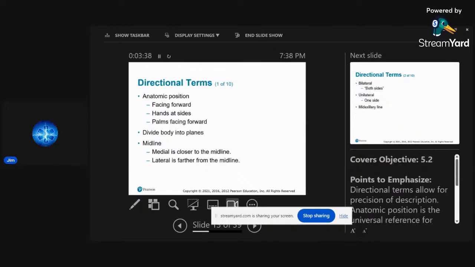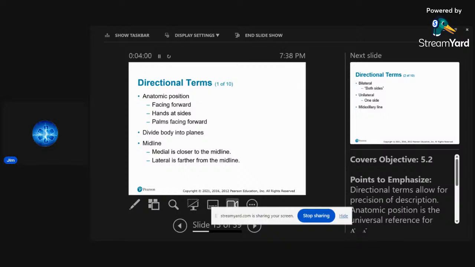Anatomic terms. So we talk about the anatomic position. When we describe the anatomic position, that's your patient facing forward, standing up, arms to the side, palms forward. And I'm sure in your book, if you have this book or the ebook, they'll have a nice big picture of this. The body is divided into planes. We'll talk about those planes a little later.